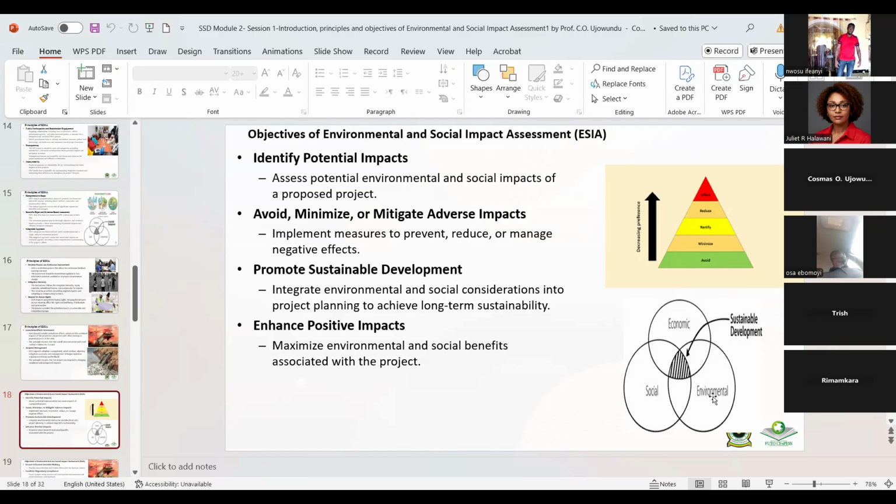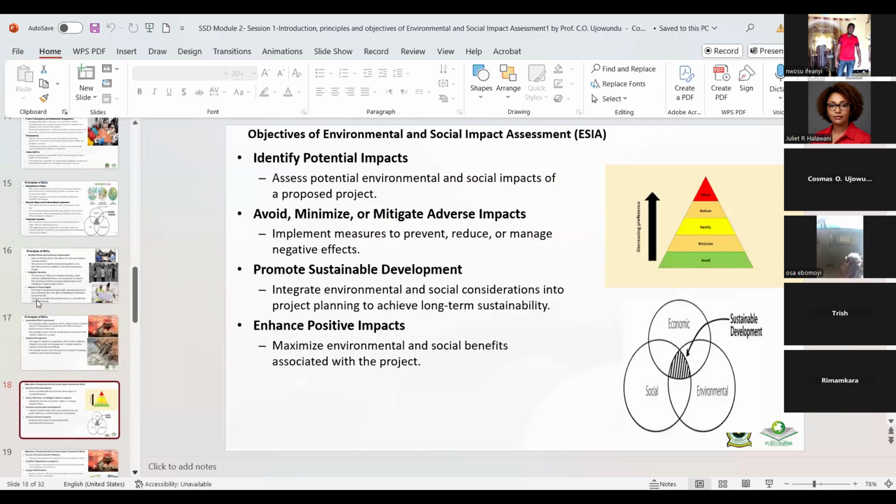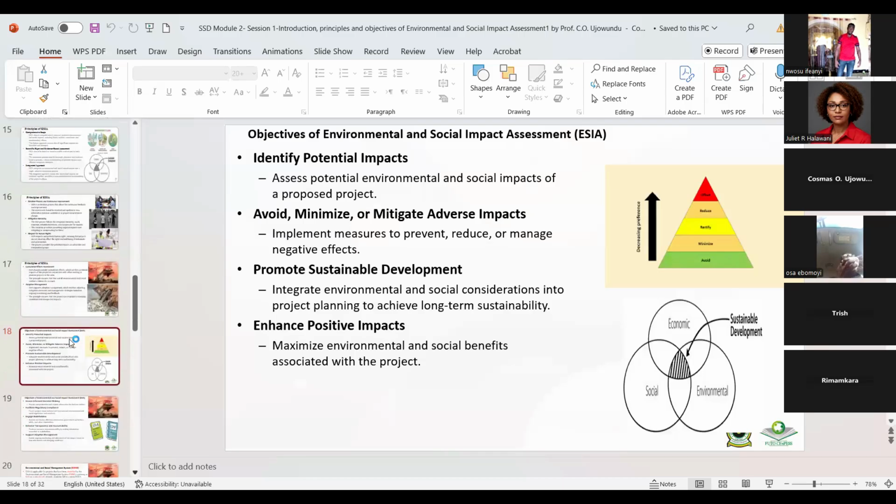Integrate environmental planning, whereby you look at the social, the environmental, and the economic. Then you have what we call sustainable impacts. Then you look at enhanced positive impact. If you're able to put these together, these are some of those objectives. This enhances the impact of your project within the area of work and within the time frame in which you want this project to take place.